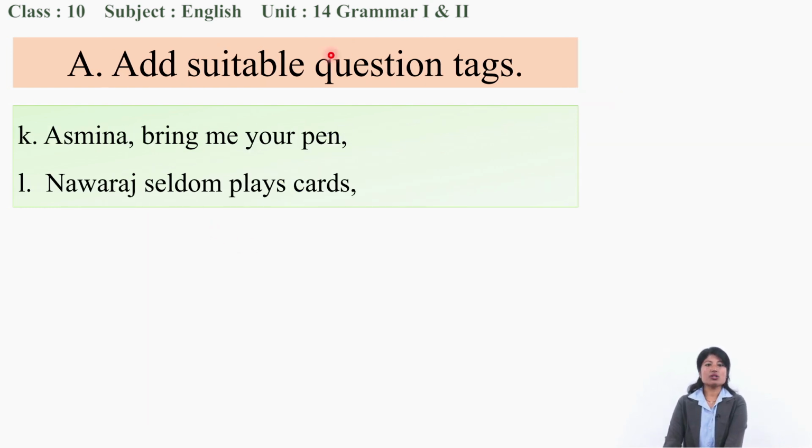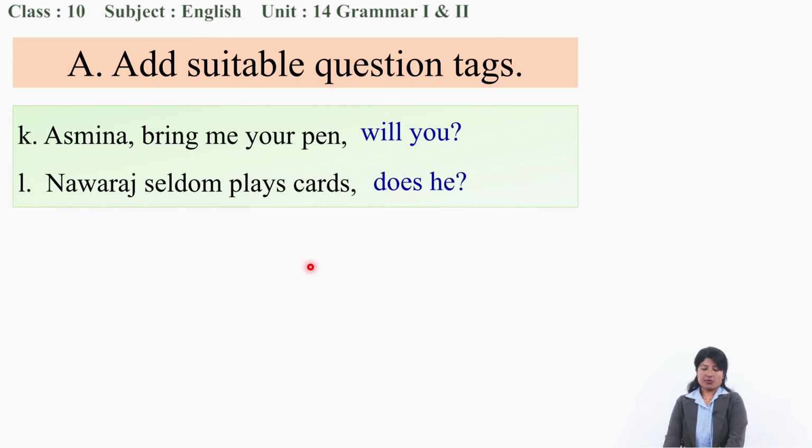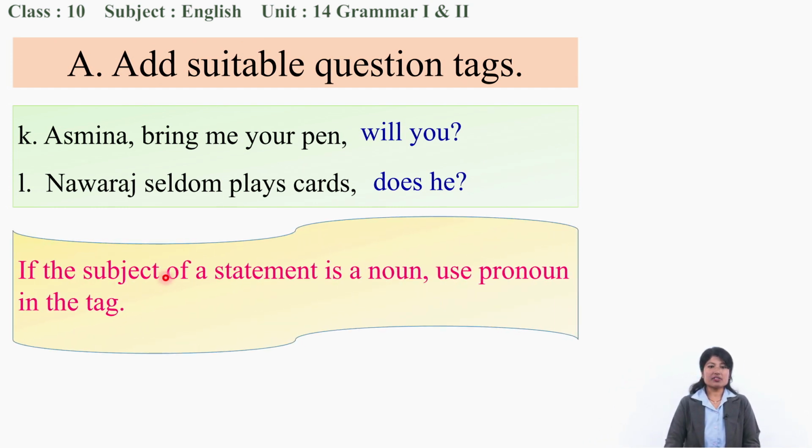Let's continue. K. Asmina, bring me your pen. What will be the tag? Yes, will you? L. Navaraj seldom plays cards. Does he? Right? So what we can talk about over here is, if the subject of the statement is a noun, use a pronoun in the tag. Like Asmina is here, Navaraj is there, and they are replaced by you and he over here. Pronoun is there.